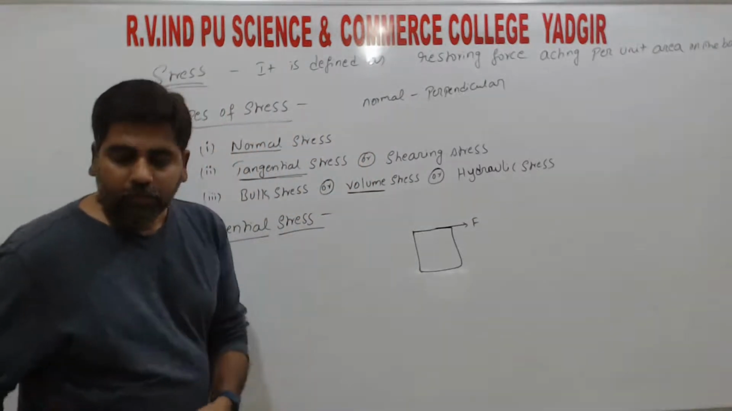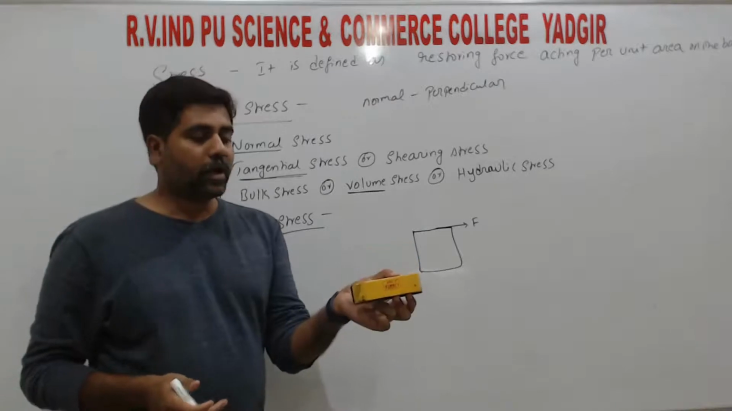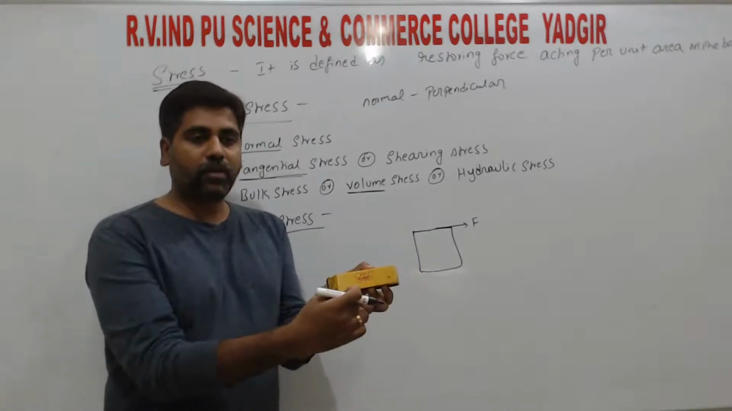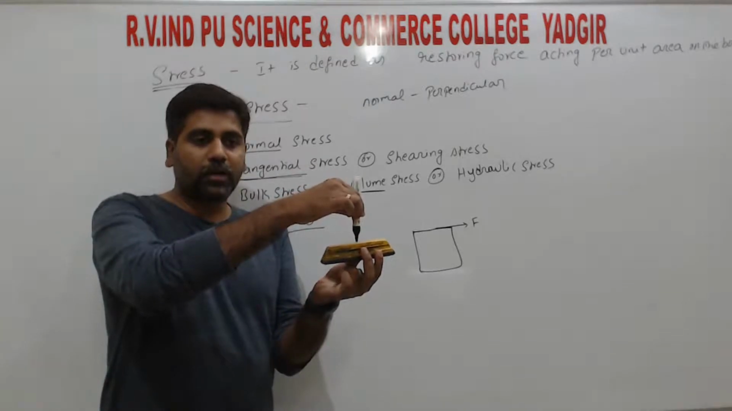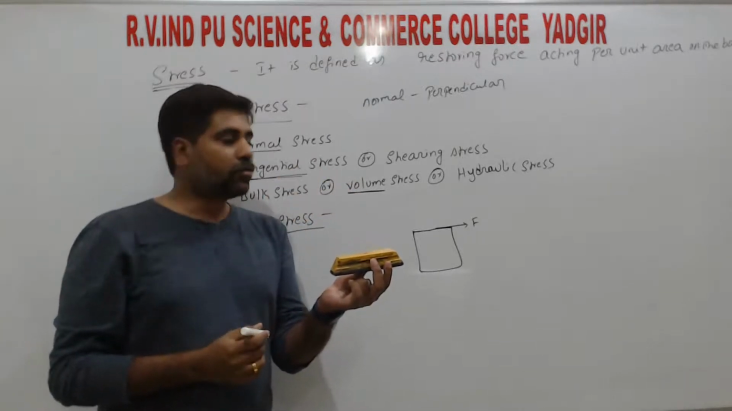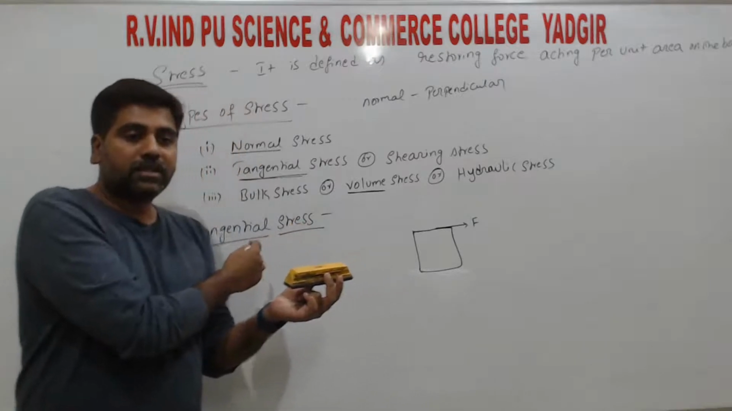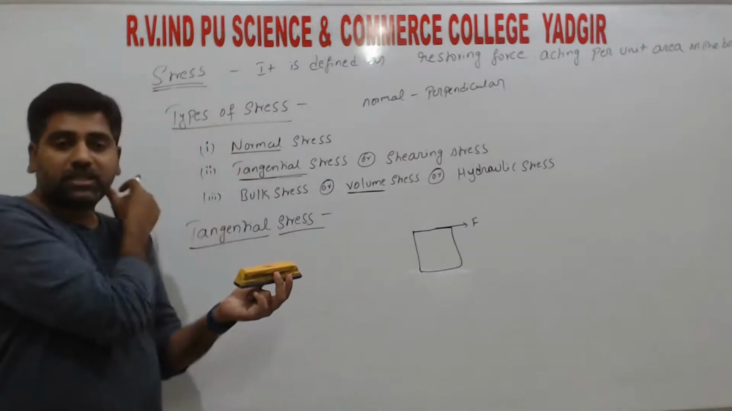So this is a surface, right. We considered this as one surface. If the force is acting in this direction on this surface, that becomes the normal stress, right. So now we are discussing the tangential stress. So tensile stress, tangential stress, right?